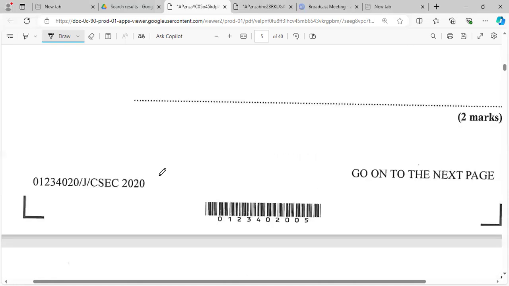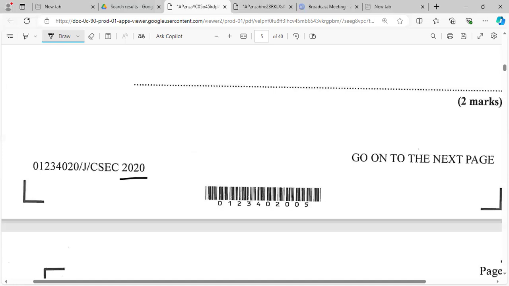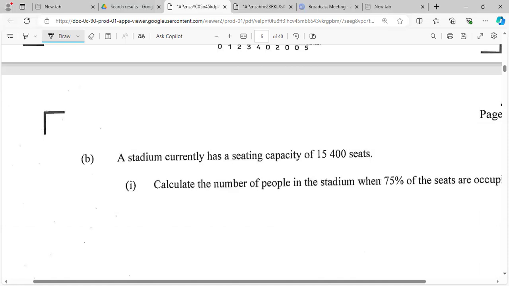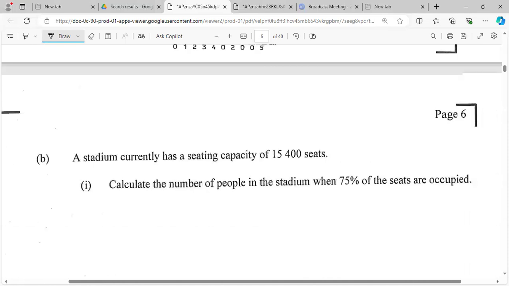So this was January 2020. Alright, let's go again. It says a stadium currently has a seating capacity of 15,400 seats. Calculate the number of people in the stadium when 75% of the seats are occupied. So percent means out of 100. Again, guys, you're encouraged to pause the video and try right here. So 75 out of 100 times 15,400.